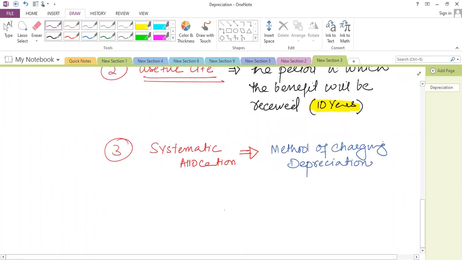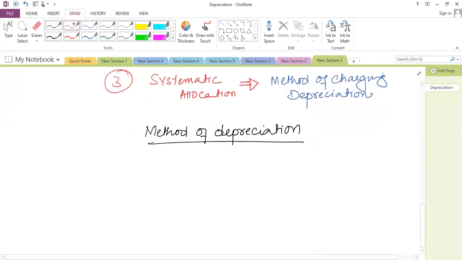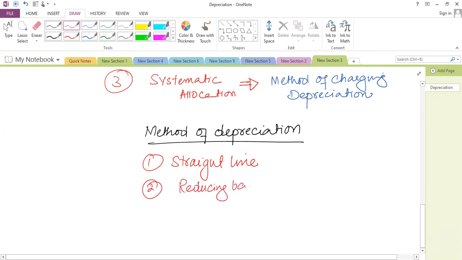Typically, the following methods are used to charge depreciation in each reporting period. Two methods are quite common. One is called the straight line method of depreciation, and another is the reducing balance method, also called the declining balance method or diminishing balance method. These are the common depreciation methods.